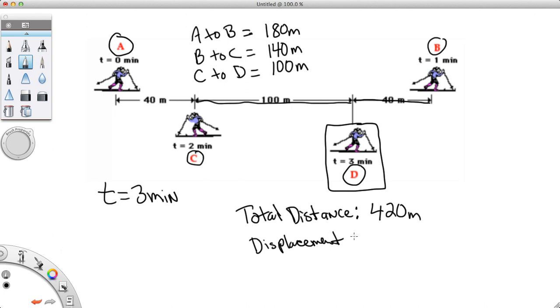Well, the displacement is just the change from the original position. So here's the original position, way down here. Here's the final position. What is the total displacement? 140 meters. Now, displacement is a vector, so it has to have a direction, and it's 140 meters rightward. It's towards the right.